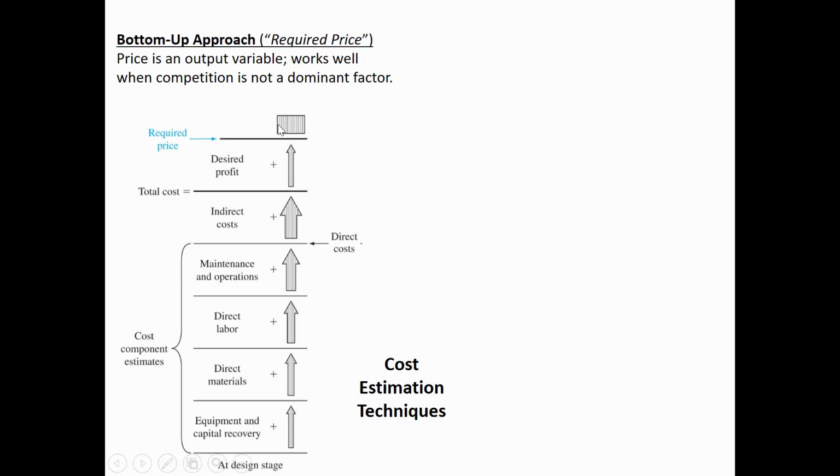So look at what's built into a bottom-up approach. First of all, you look at the components of doing the thing. And so the components for the direct costs include maintenance operations, the direct labor costs, material costs, equipment and capital recovery. So Apple, which is an example of where competition is not a dominant factor. So Apple looks at, for the iPhone, there's the RAM, there's the processor, there's the screen, there's the glass housing. I don't know, are they back to aluminum or is it still glass? It's hard to keep track.